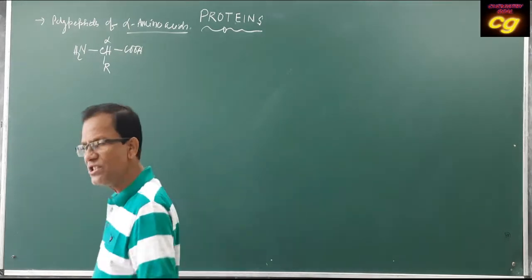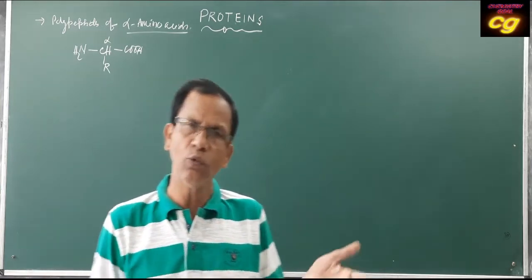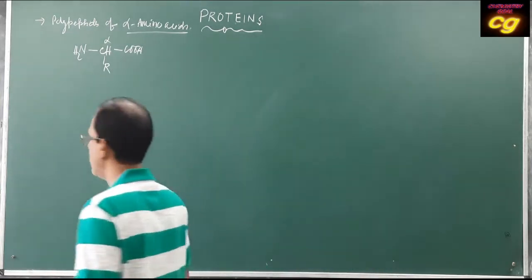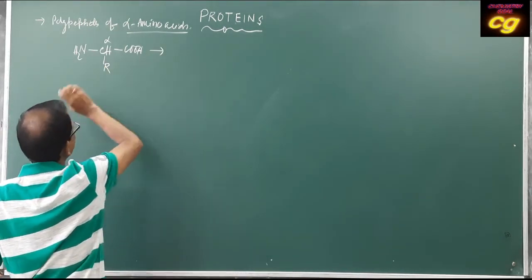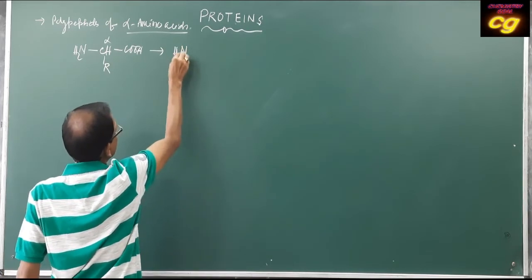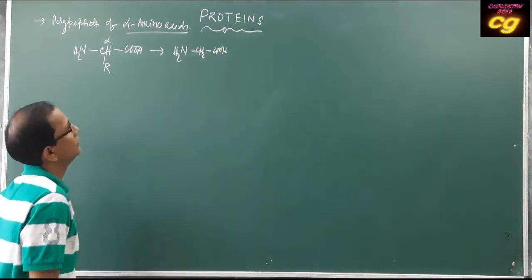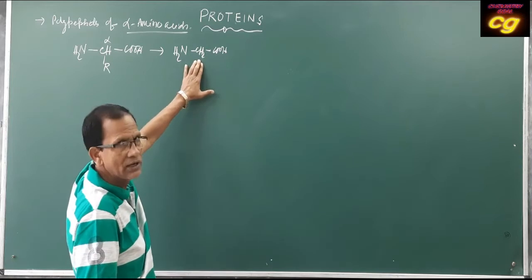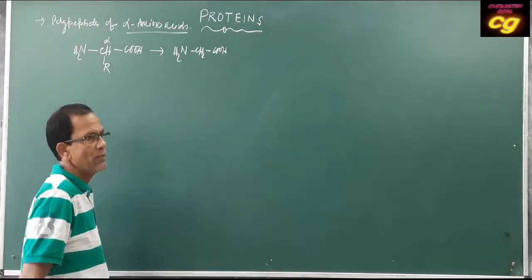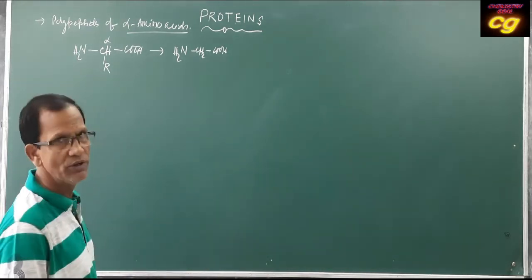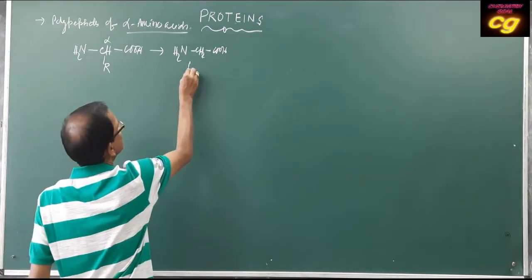But some amino acids may contain more than one carboxyl group, or more than one amino group. So it depends upon the structure. This is the first member of amino acids, having only an H atom, that's why it is the first member. The preliminary structure, the simplest form of amino acids, is called glycine.